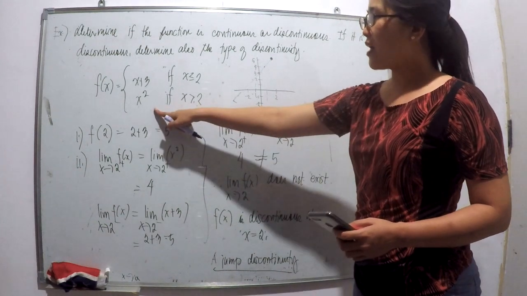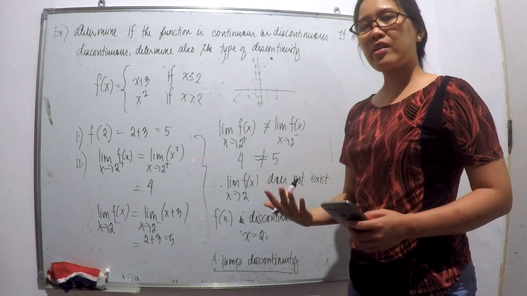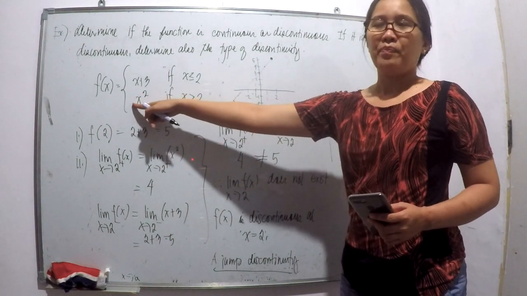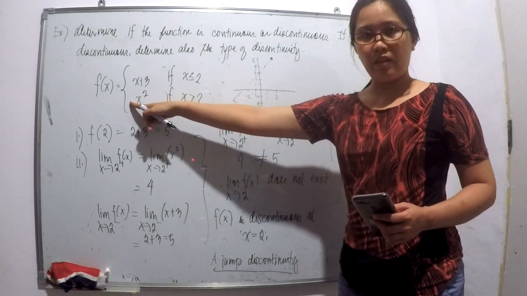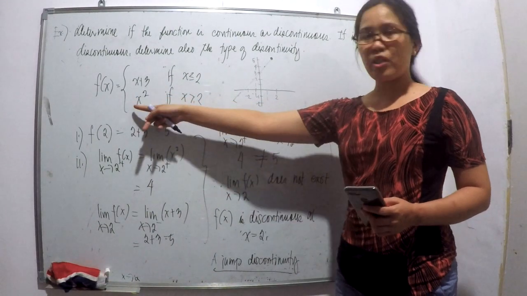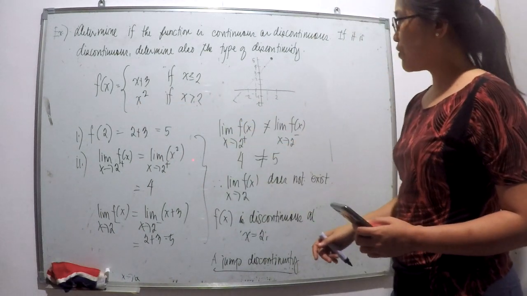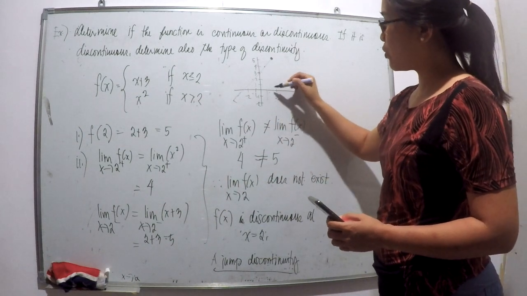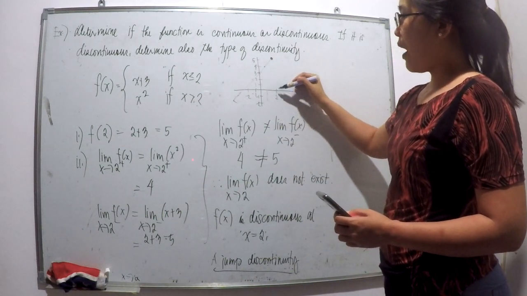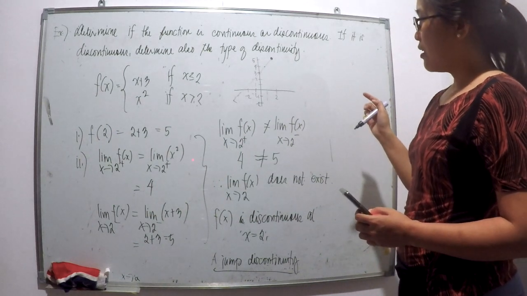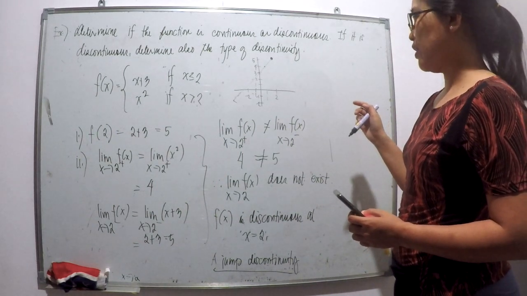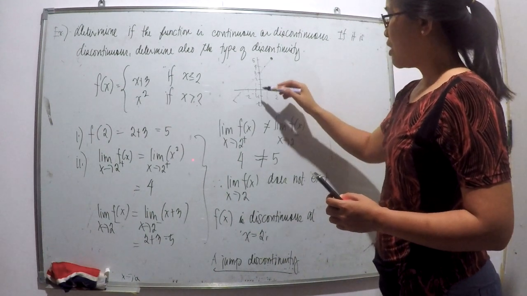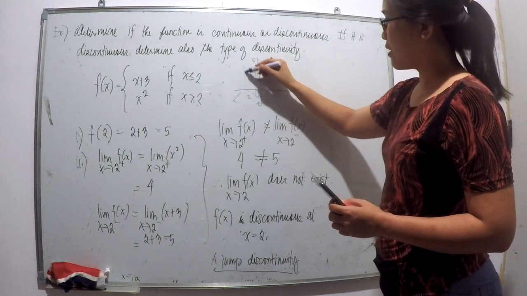Now, this one, x squared. What's the graph of x squared? It's a parabola opening upward because the leading coefficient is positive. What's the leading coefficient? It is 1. So it is x squared if x is greater than 2. If x is greater than 2, supposed to be x squared looks like this.